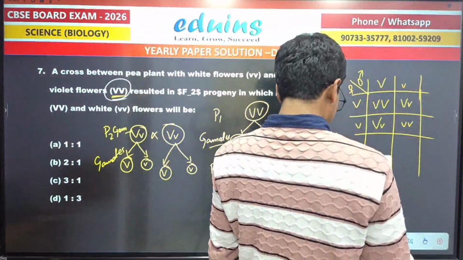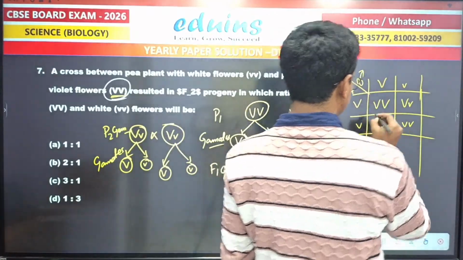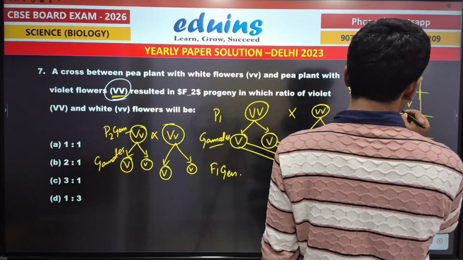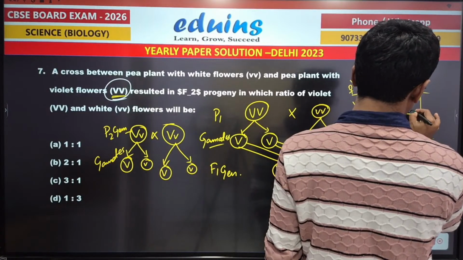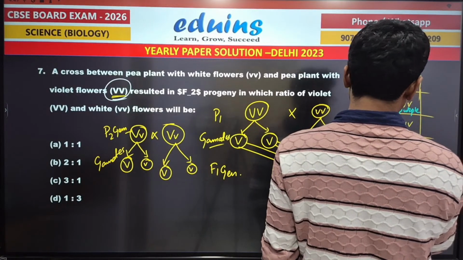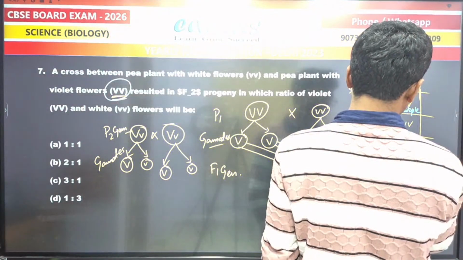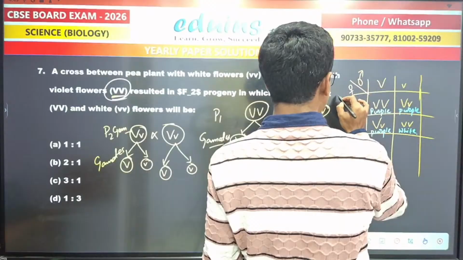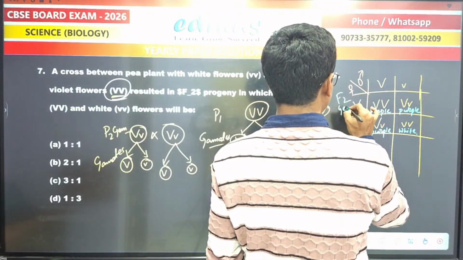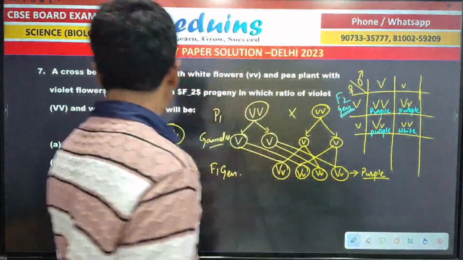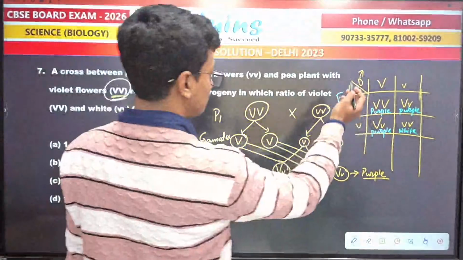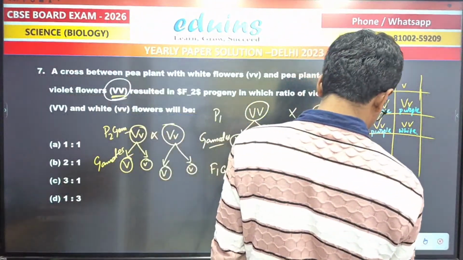So the capital V is purple. Here is also purple. This is also purple, but this is white. So in the F2 generation, the ratio between violet and white. So violet, that is violet, right?